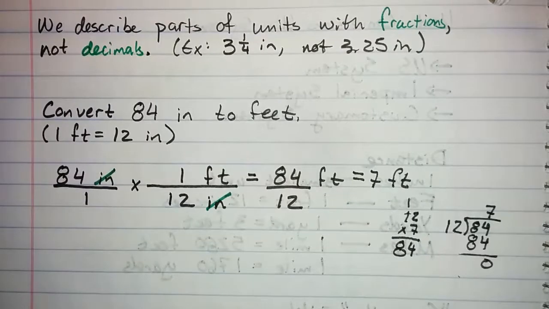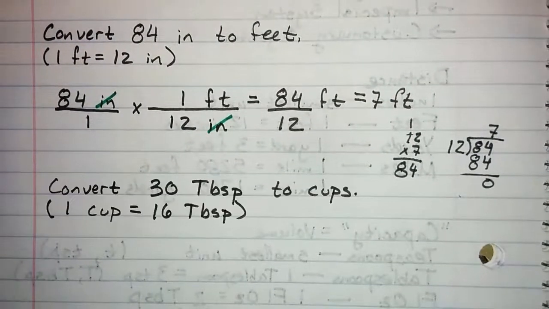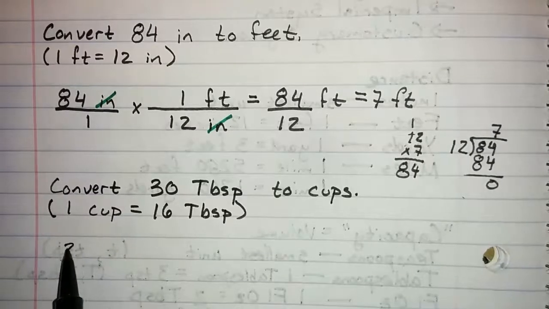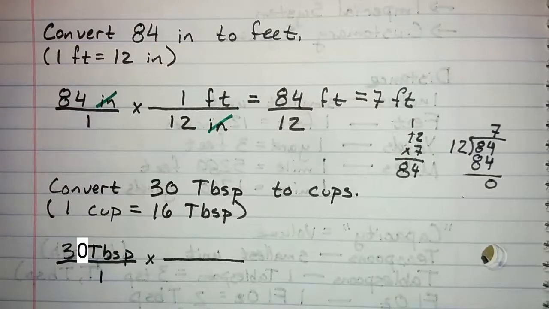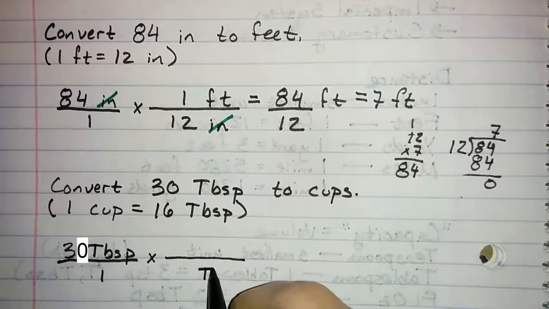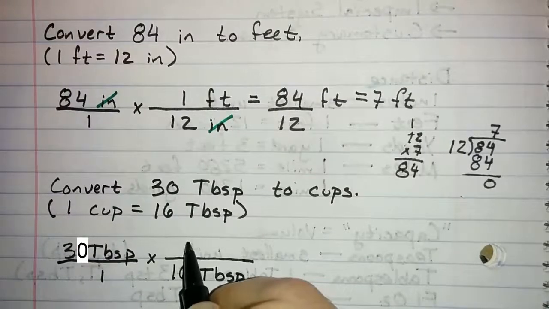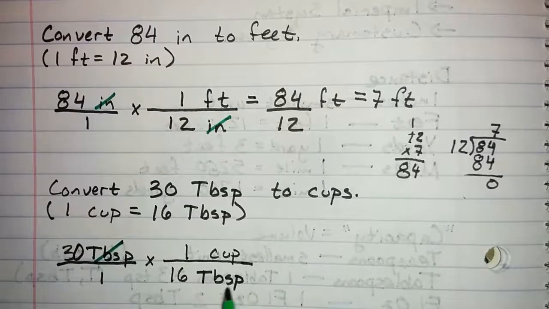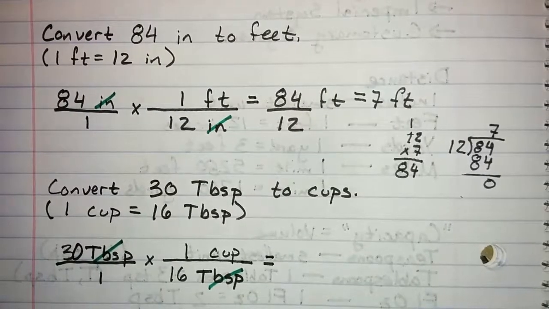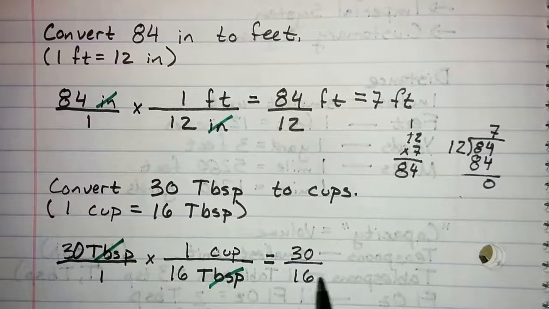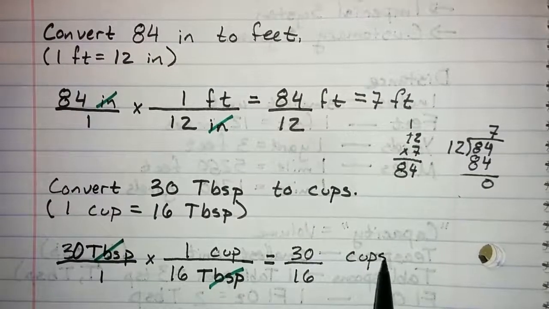Let's see an example that's not going to work out as evenly. Let's say we wanted to convert 30 tablespoons to cups, knowing that 1 cup is 16 tablespoons. Well, we would take our 30 tablespoons, write it over 1. When we convert, we want to get rid of tablespoons, and so we'll have our 16 tablespoons to 1 cup. Tablespoons do indeed cancel out, and so we're left with 30 over 16 cups.